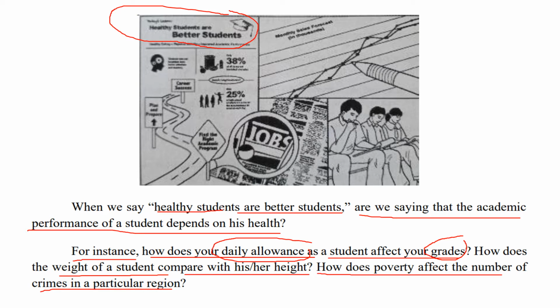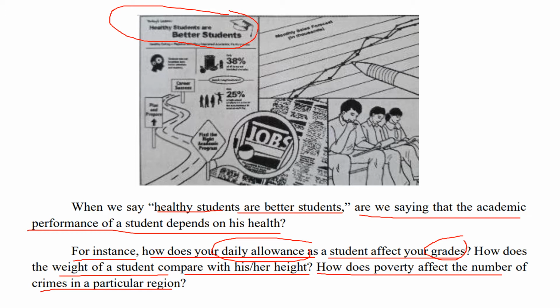So how does the weight of a student compare with his or her height? When the height of the student increases, it's automatic that the weight of the student also increases. But it doesn't mean that when the weight of the student increases, the height also increases. So we need to see those things, but there is an existing relationship between these two variables.